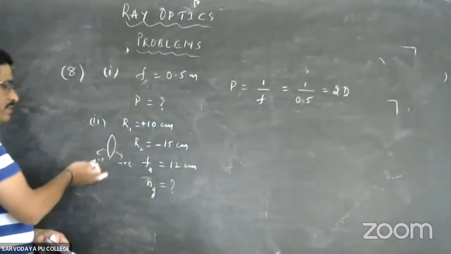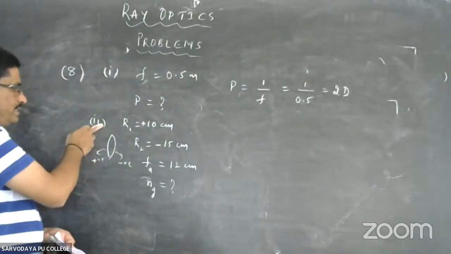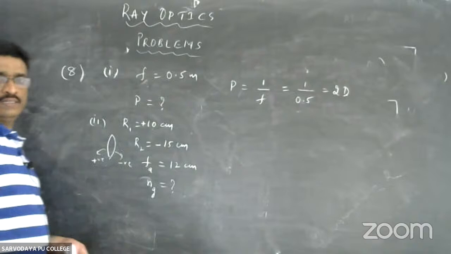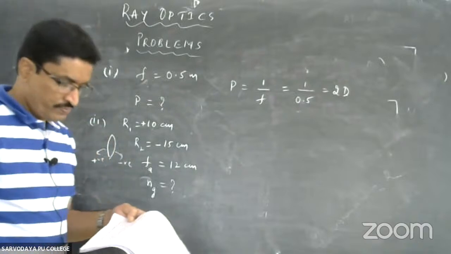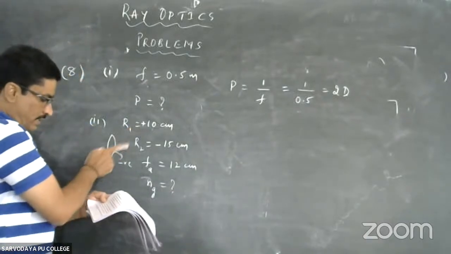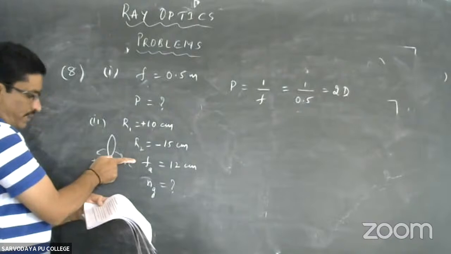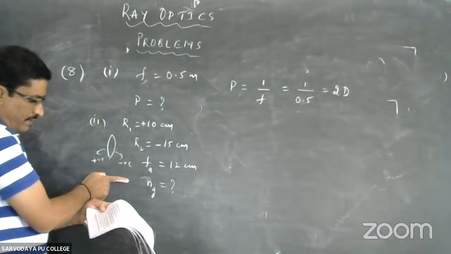Second part, I have already given the data. The radius of curvature of the faces of a double convex lens are 10 centimeter and 15 centimeter. Focal length is 12 centimeter. What is the refractive index of glass?